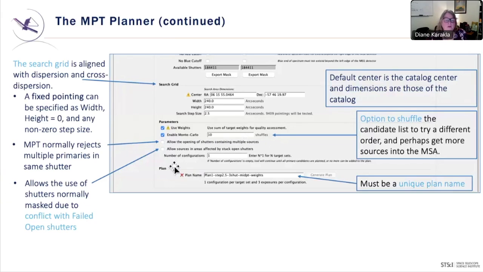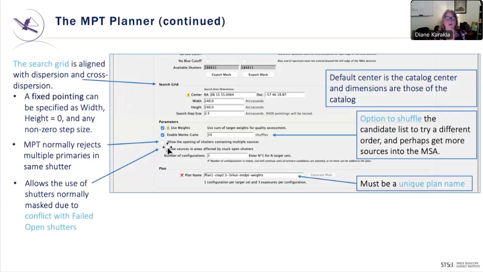And then there's this other button to allow the opening of shutters that have multiple sources. So if you're very interested in sources that are very close together on the sky, you can still observe them. Normally, we prevent observation of multiple sources in the same shutter because of the spectral overlaps that will occur. But some people actually want to do this, and they think that they can disentangle the spectra.